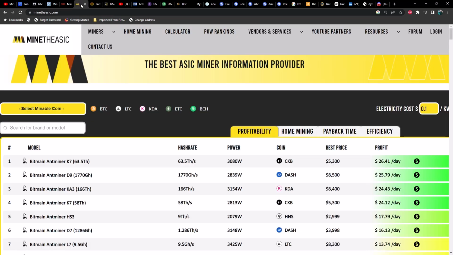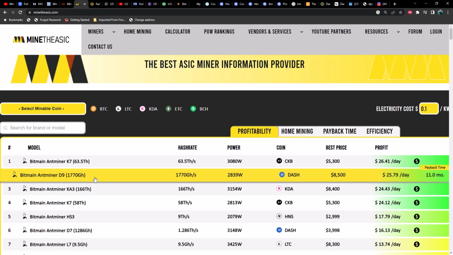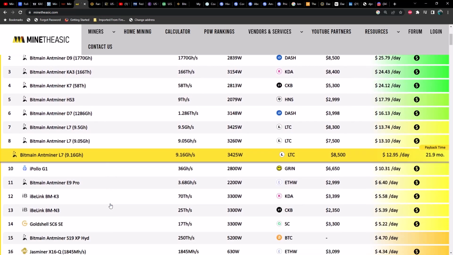Let's go ahead and take a look at ASIC miner profitability. So we've got the K7 coming in on top at $26.41, followed by the D9 at $25.79. And coming in third, we've got the KA3 at $24.43. And let's see what else we got here.